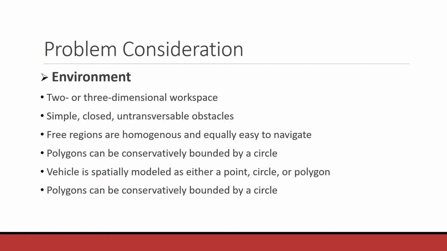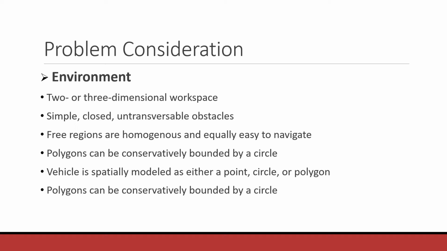Let us now talk about problem consideration. The first part is environment. The definition of a cluttered environment consists of a 2 to 3 dimensional workspace which contains a set of simple closed untraversable obstacles which the vehicle is not allowed to overlap. The area outside the obstacles is considered homogeneous and equally easy to navigate. Examples of cluttered environments may include offices, man-made structures, and urban environments.